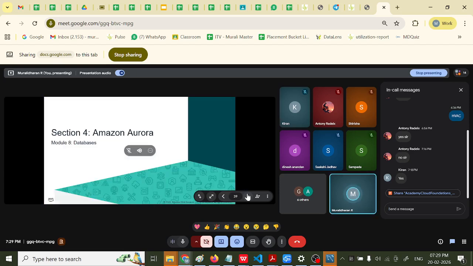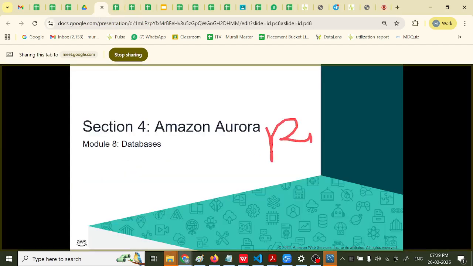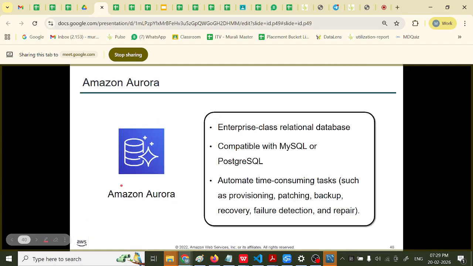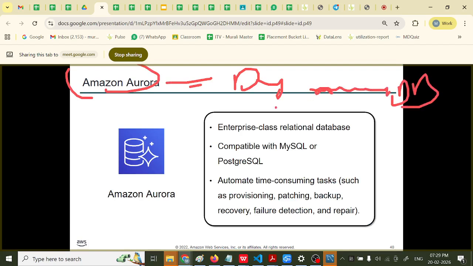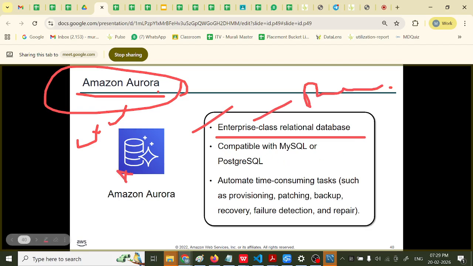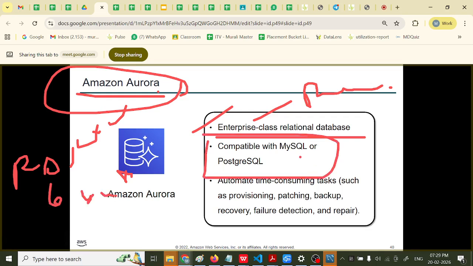Okay. Next one, Amazon Aurora. Amazon Aurora is an RDS type, so SQL type. It's a relational database type. Why we created Aurora is mainly to compete with DynamoDB, because DynamoDB is faster, right? Because it's a NoSQL database. To compete with that, RDS has created one more type of database, that is Aurora. The main thing is it goes for enterprise class, meaning big data. The only drawback is that RDS supports 6 database engines, but this supports only 2 engines, MySQL or PostgreSQL.